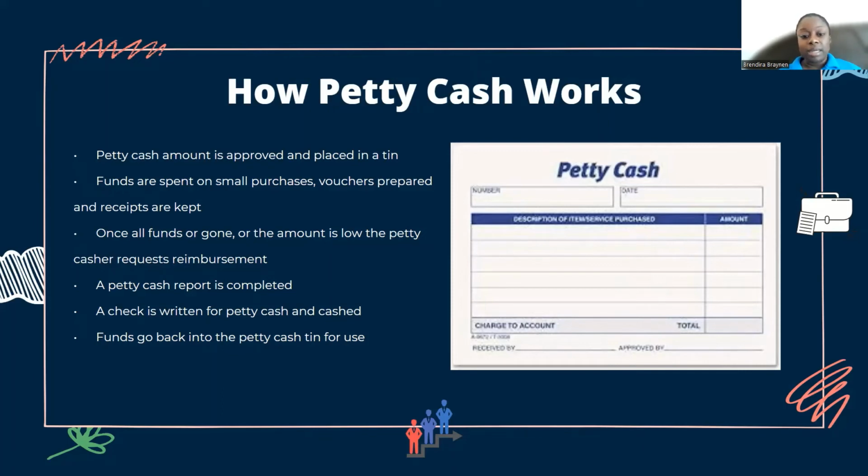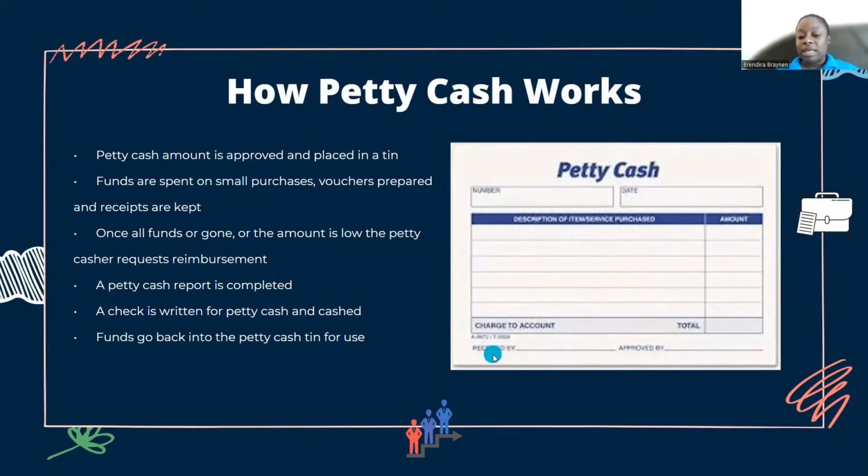They come and request it. And normally what happens is they fill out a voucher. So this is a voucher, a petty cash slip. You give it a number, you put the date you're requesting the funds, you describe what you want the funds for, how much you want, and the total amount that's being requested.